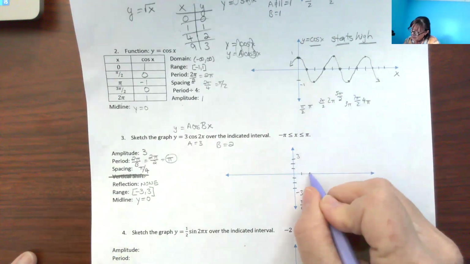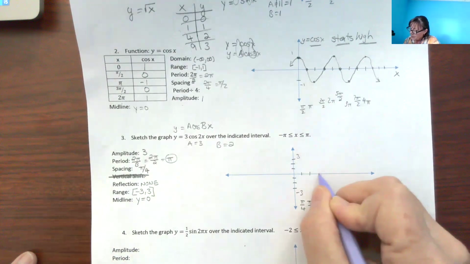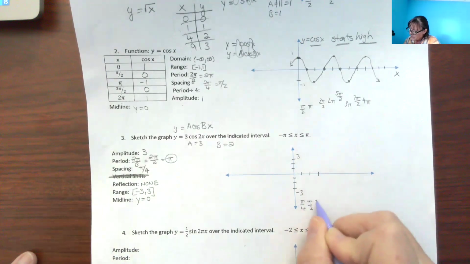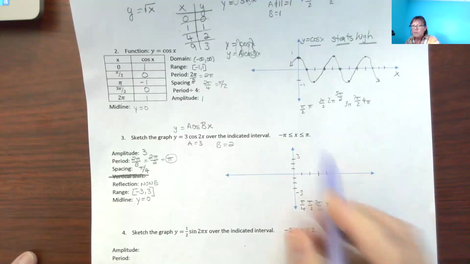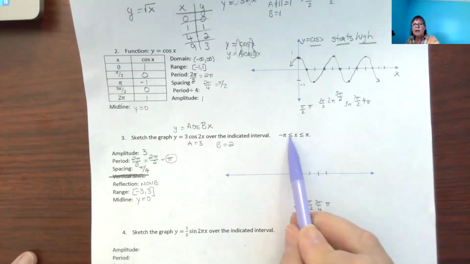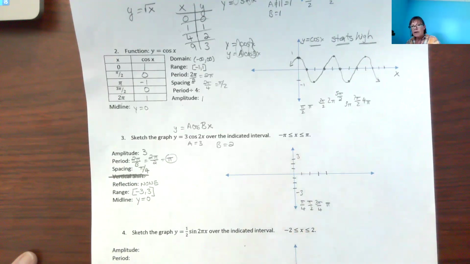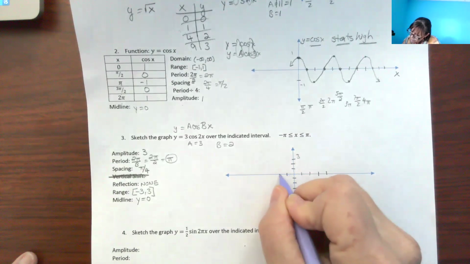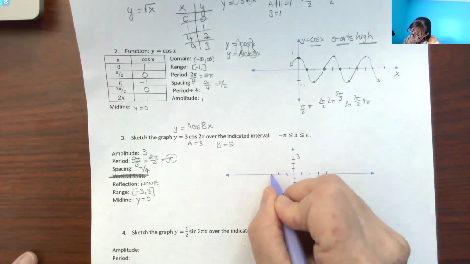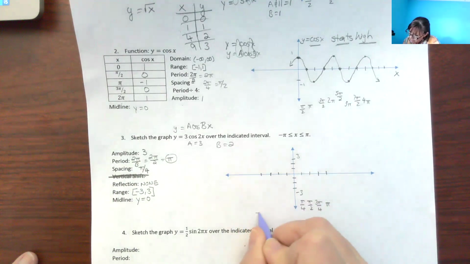And so plus another pi over 4 would put me here, and that's pi over 2. Plus another pi over 4 is 3 pi over 4. Plus another pi over 4 is pi. This particular graph said to graph between negative pi and pi, so I have to go that far. And now I have to go the other way: negative pi over 4, negative pi over 2, negative 3 pi over 4, negative pi.